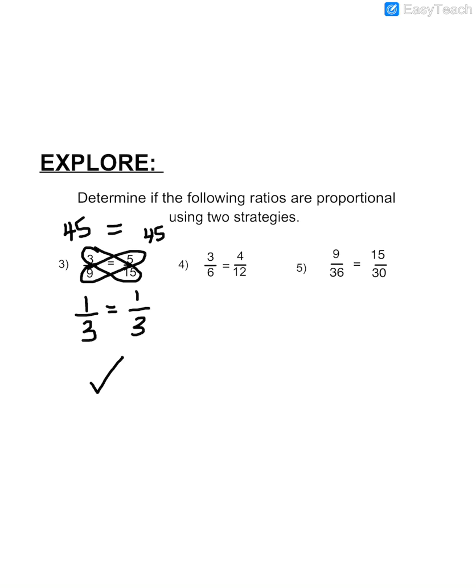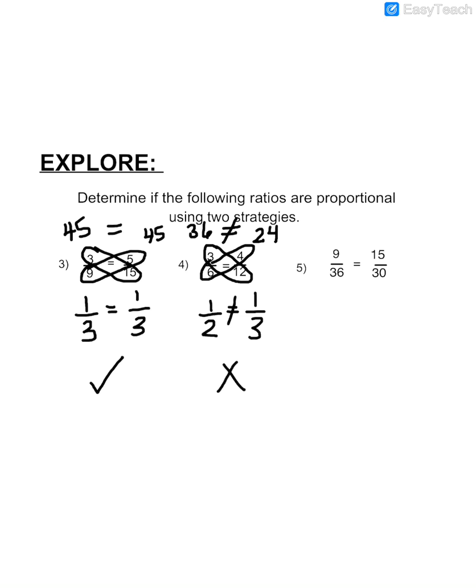If I look at number 4, 3/6 reduces to 1/2. 4/12 reduces to 1/3. Therefore, when they're simplified, the fractions are not equivalent, so they cannot be proportional. I can also cross multiply. 6 times 4 is 24. 3 times 12 is 36. 36 is not equal to 24, so they are not proportional.